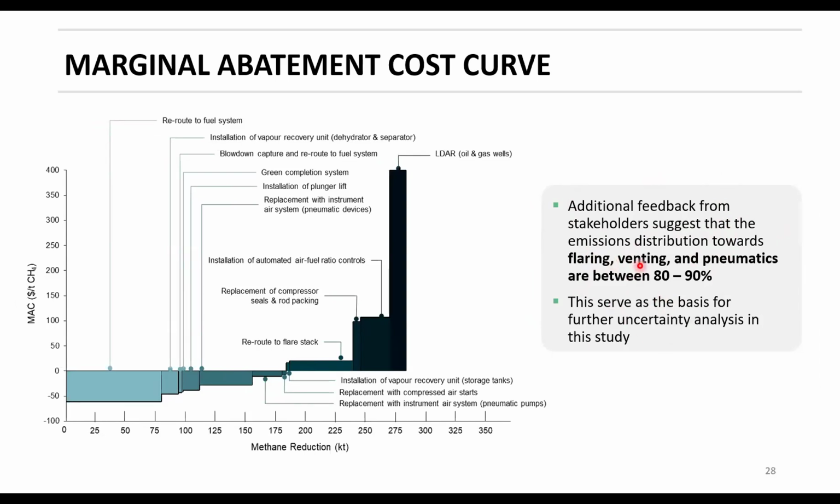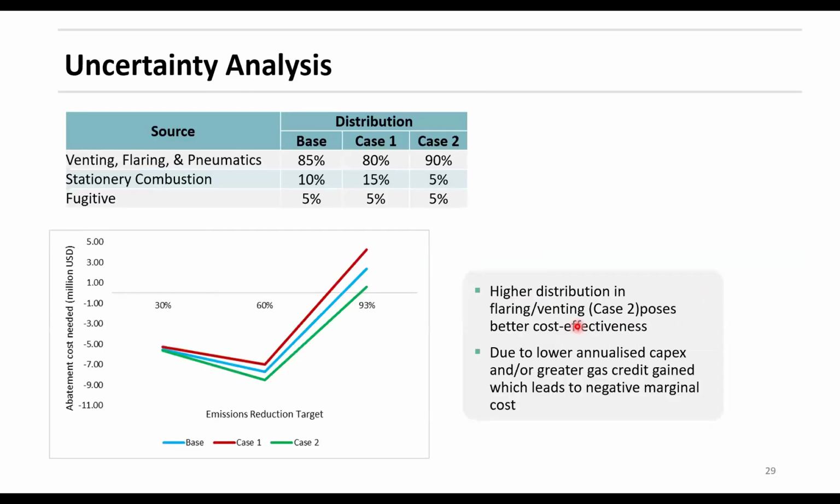So this serves as a basis for further uncertainty analysis in the study. So essentially we had to update that in that sense. Just to share with you some recent information that we received: we did the base case, and then we looked at case 1 and case 2. Case 1 was when it's the lowest value in terms of distribution of venting, flaring, and pneumatics emissions. And case 2 is about 90%.